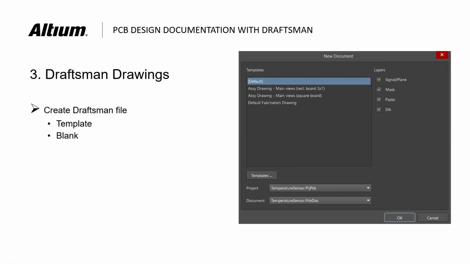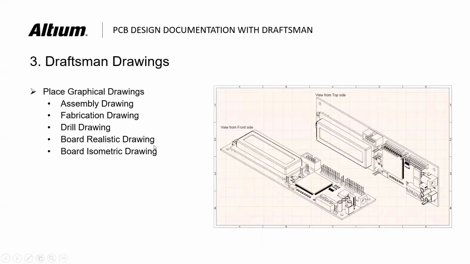Coming to the project and document, below you will see there is a project and document section. You can add the project or PCB which you want to add. Next we will see the draftsman drawings, and what drawings you can add, such as assembly drawing and fabrication drawing. When you go to assembly drawing, you can add outlines, cutouts, and component information, all of which you can see in your assembly drawing. When you go for fabrication drawing, you can see the physical layers of your board.